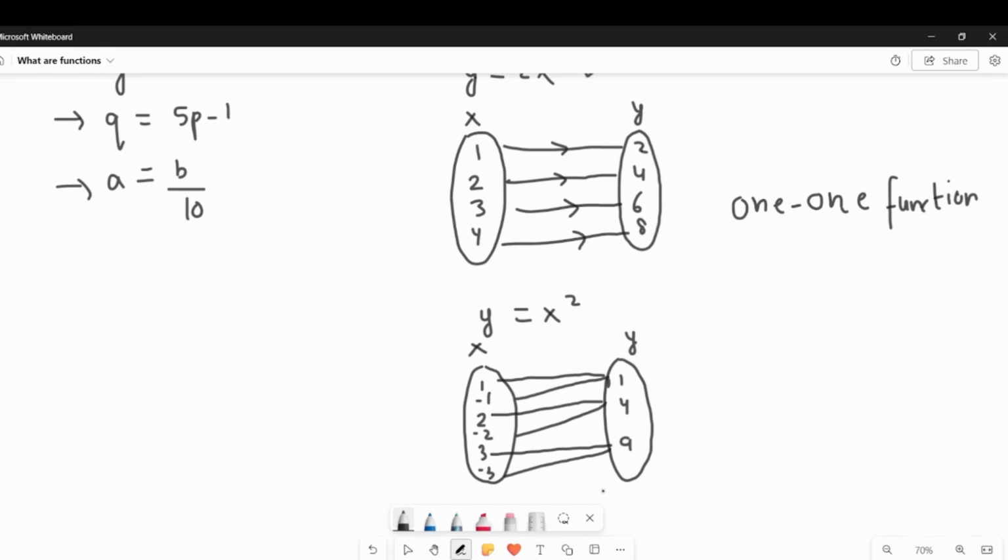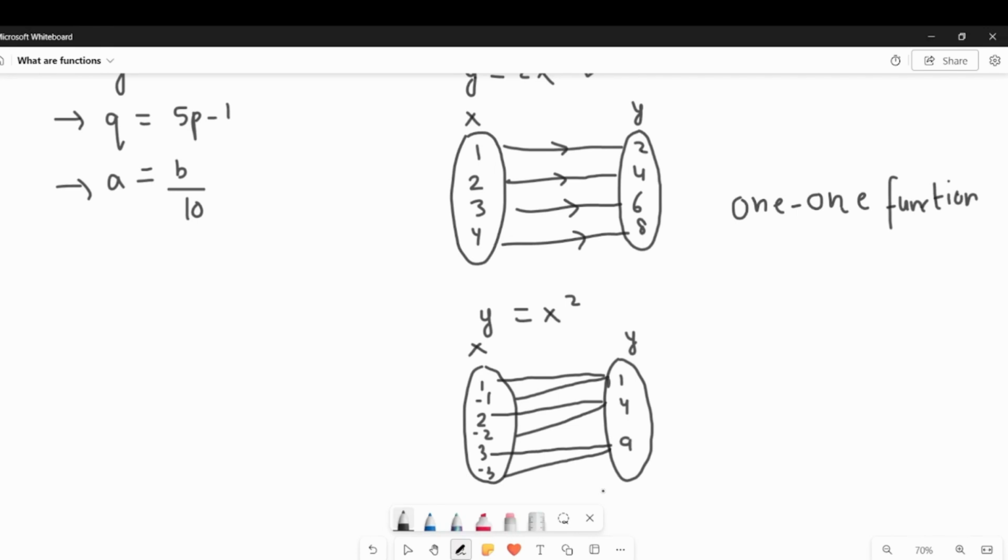Like the only output of 1 is 1. For negative 1 also the output is 1. For 2 the output is 4. For negative 2 the output is 4. Right? So every input is having just one output.